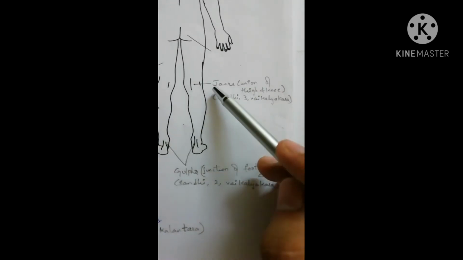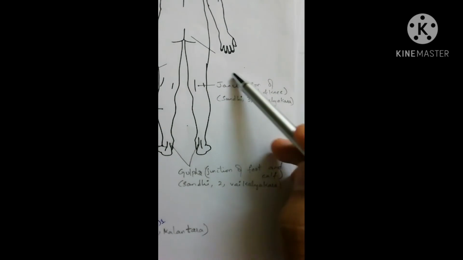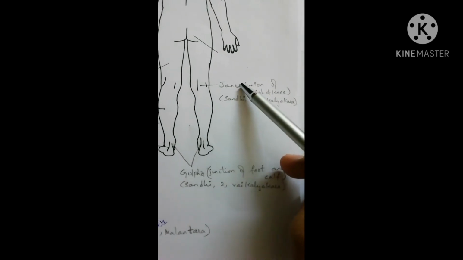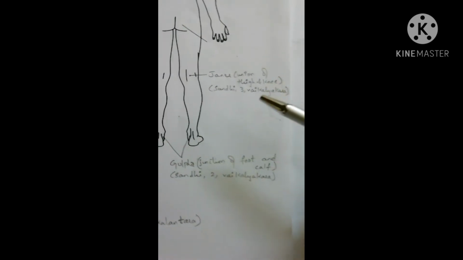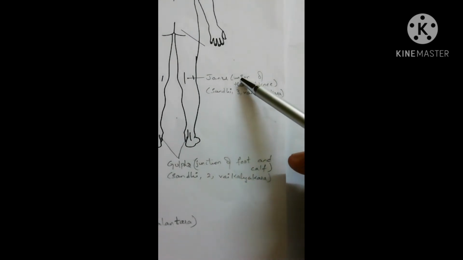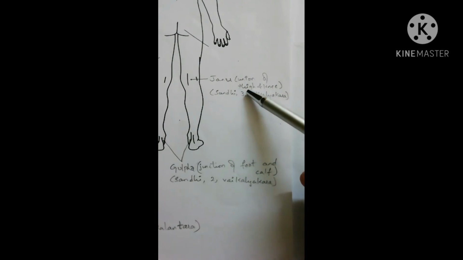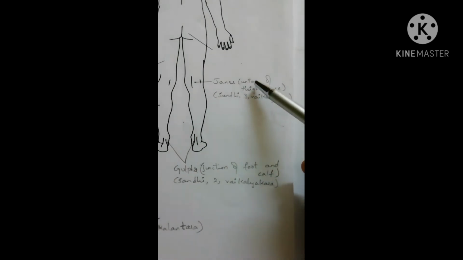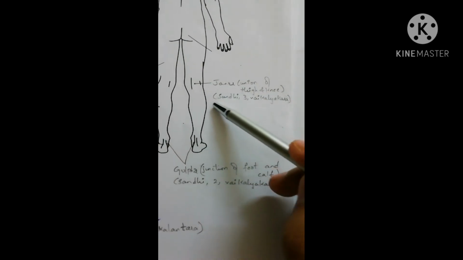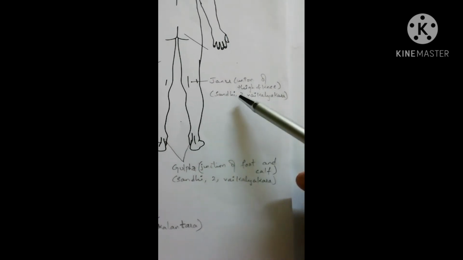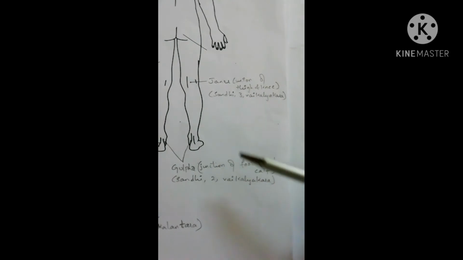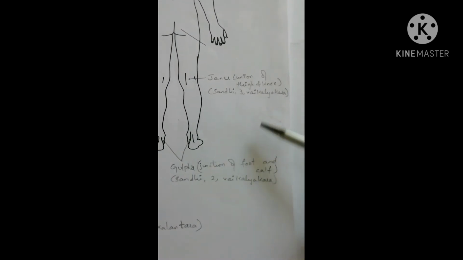Next to the Indravasti, we find Janu Marma. Janu is present basically at the knee, on the posterior side, at the junction of thigh and knee. So it is a Sandhi Marma, like Gulfa Marma. It is 3 anguli. It is a Vaikalyakara Marma, like Gulfa Marma.